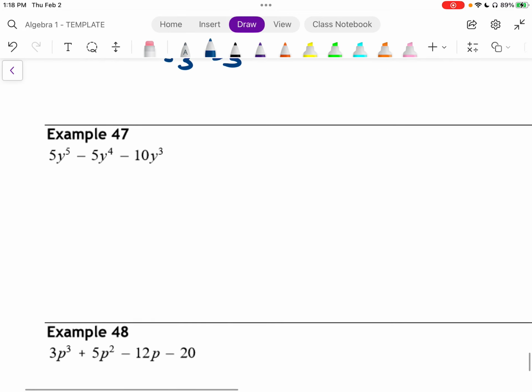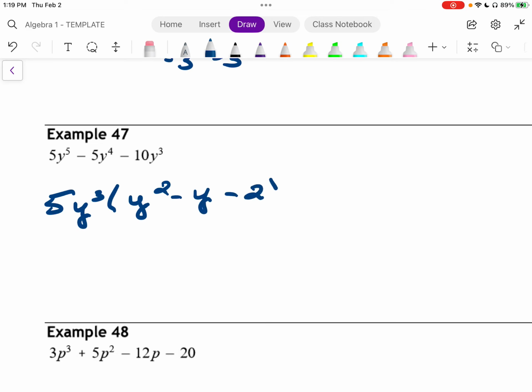Next up, I look for things that can come out. Everything's a multiple of 5. And then I look, there's a lot of y's there. I can pull out a y cubed. So I'll be left with y squared minus y minus 2.